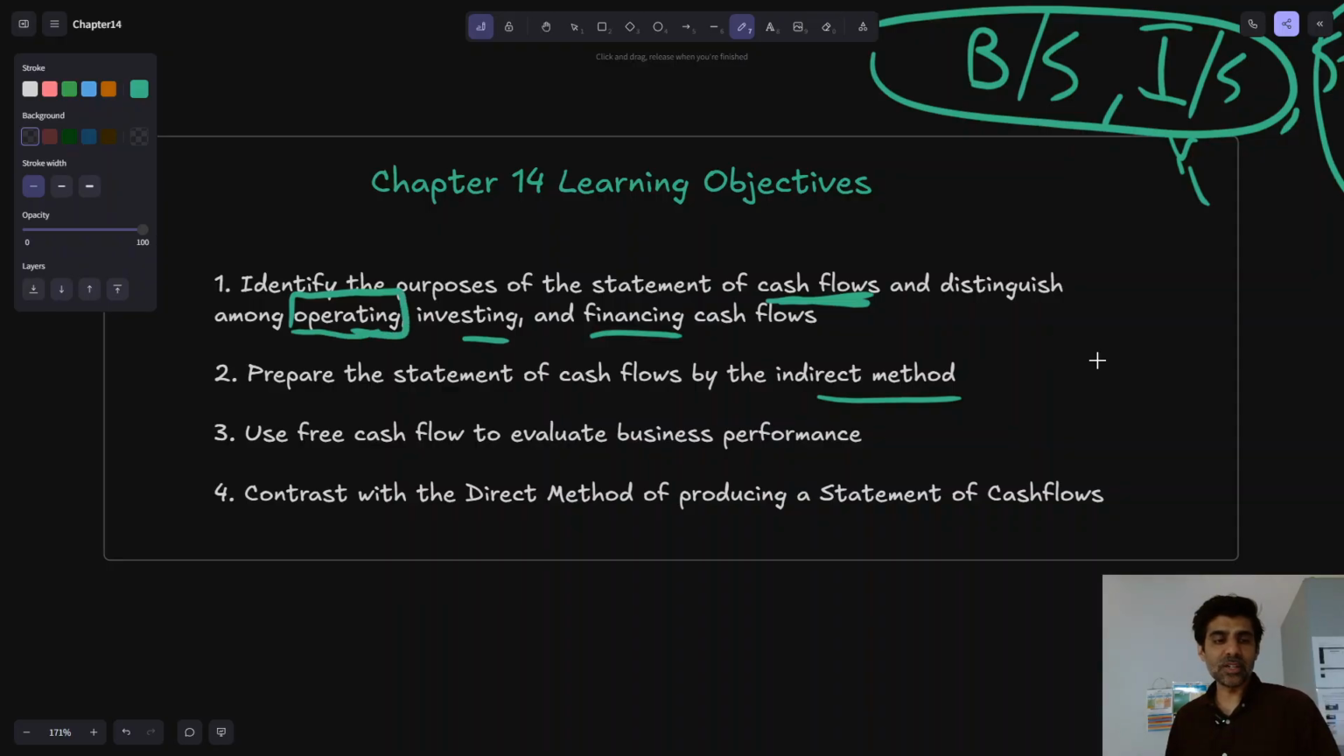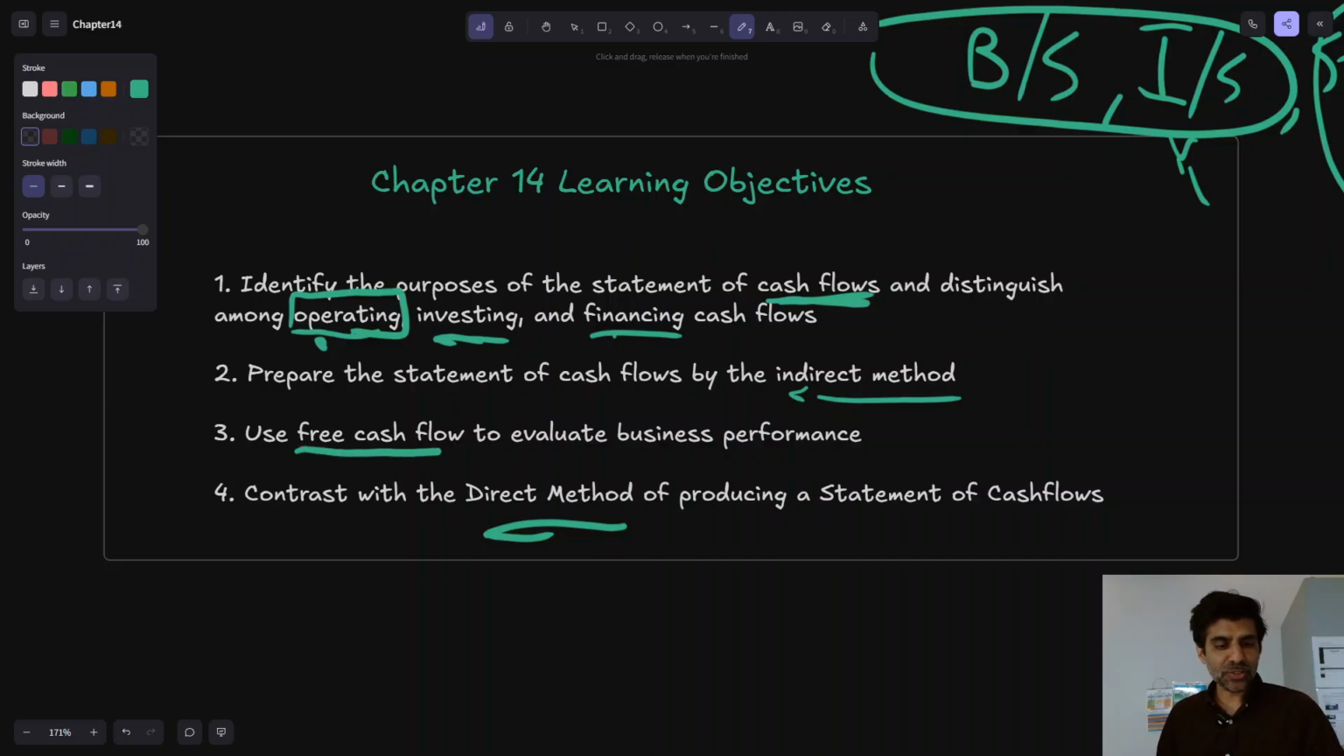So we again have these three sections. Only the operating section is really different. The other investing and financing sections would be pretty much the same under the indirect and the direct method. But you're going to see there's some complication in this operating section because of the indirect method.